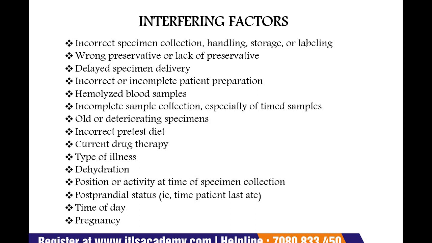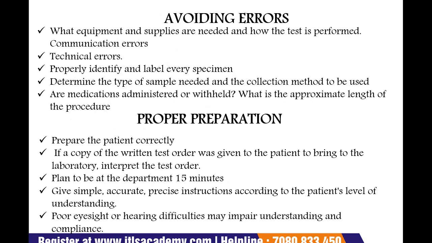So, incorrect specimen collection, wrong preservative, delayed specimen delivery, incorrect or incomplete patient preparation, hemolyzed blood samples, incomplete sample collection, old or deteriorating specimen, incorrect pretest diet, current drug therapy, type of illness, dehydration, position or activity at time of specimen collection, time of day, pregnancy. These are the interfering factors in the diagnosis.